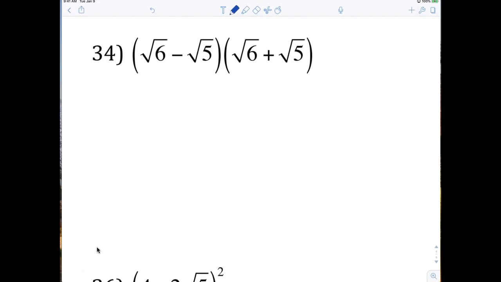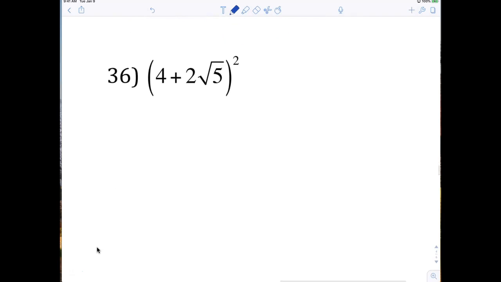34. Everybody should be able to look at that and just say that's 1, right? Because what's the square root of 6 times the square root of 6? What happens to the middle terms? And square root of 5 times square root of 5. Everybody okay with 6 minus 5 is 1? Any questions? All right, so now we're going to square 4 plus 2 radical 5.